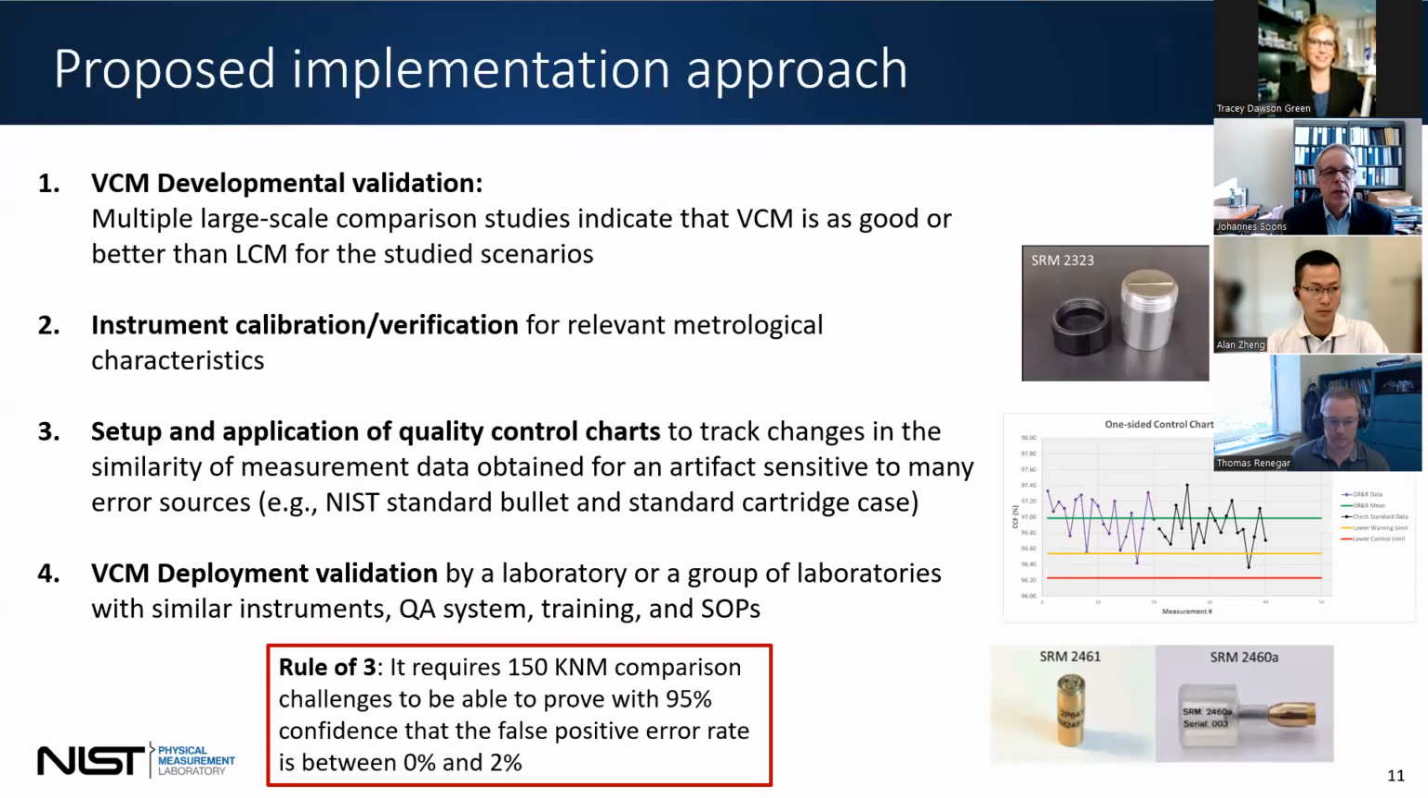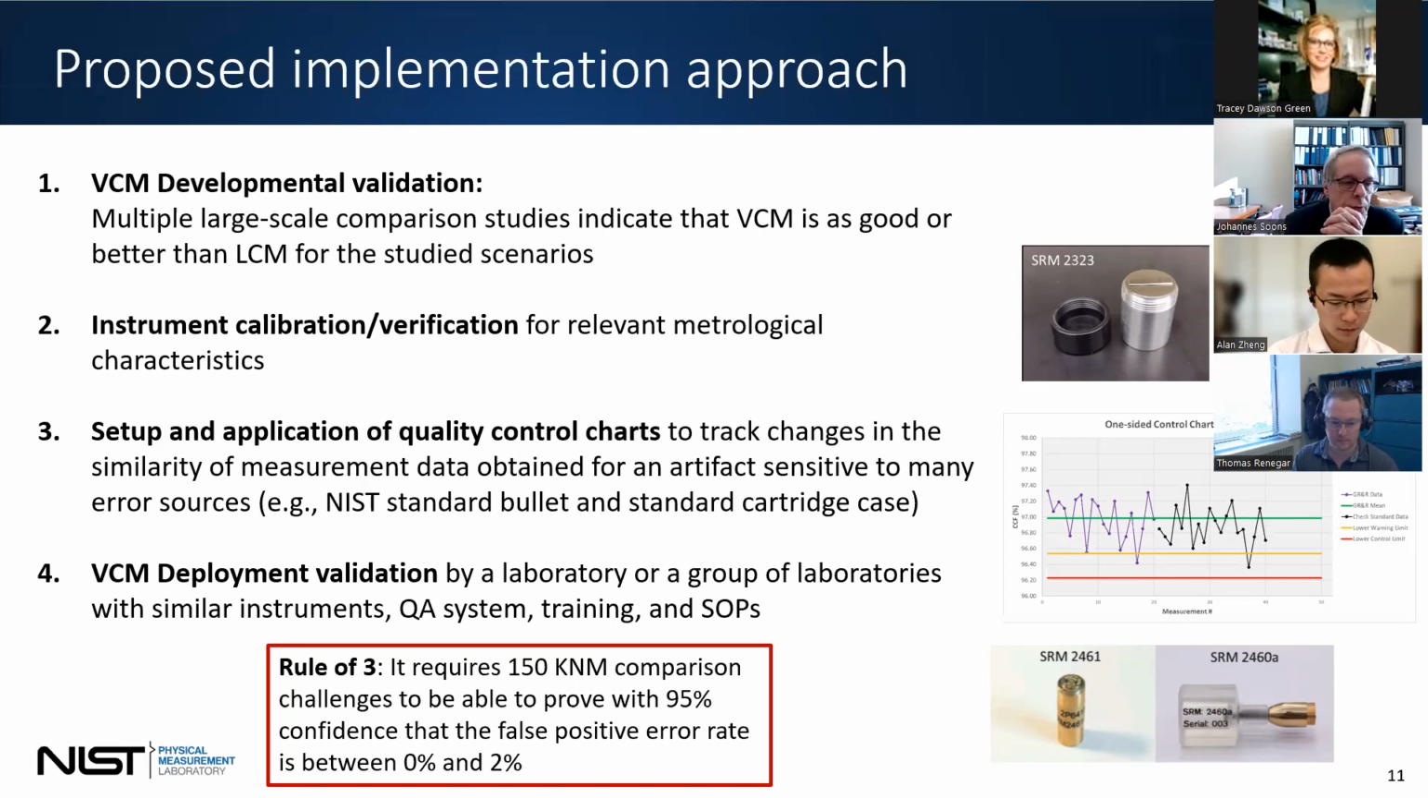The second step is to select an instrument and to make sure that it's calibrated or that the calibration constants have been verified. And for that, NIST and other organizations are developing special artifacts that make this easier. The third step is the development of quality control charts that track changes in the similarity of measurement data obtained for an artifact that is sensitive to many error sources. An example of those are the NIST standard bullet and standard cartridge case. So you can use that to see if significant changes are occurring in your procedures or in your instrument.